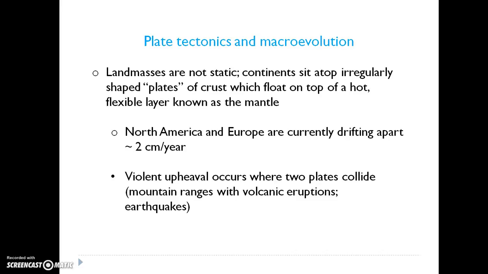And we also have other types of events besides just plates separating that are also responsible for evolutionary forces, such as violent upheaval when two plates collide. And in this case, mountain ranges can form, which also cause volcanic eruptions and earthquakes. The Cascade Mountains in the western United States, which is basically where I grew up, is a great example of one of these mountain ranges. And there are volcanoes, both active and inactive, that form the Cascade Mountain Range.